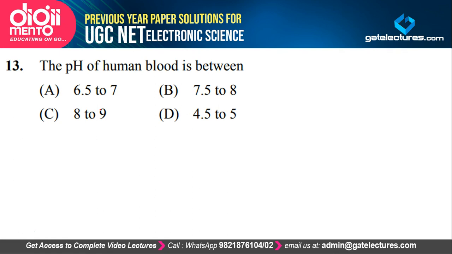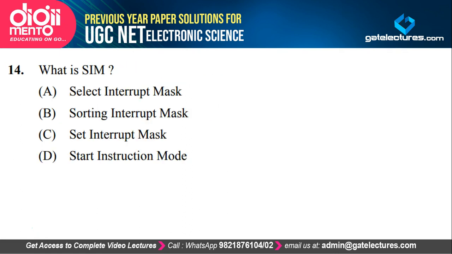So again they are asking you the pH of human blood. So the pH of human blood is basically between 7.5 to 8. Okay, there is nothing much to explain in this question. So come right to the next question.